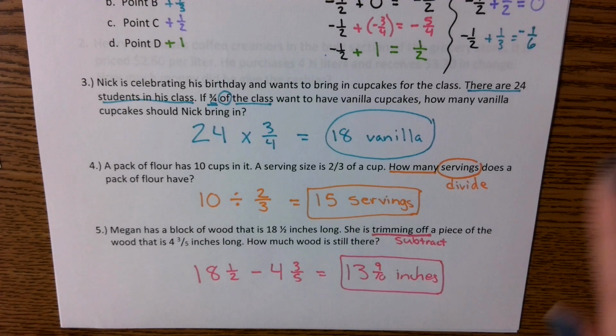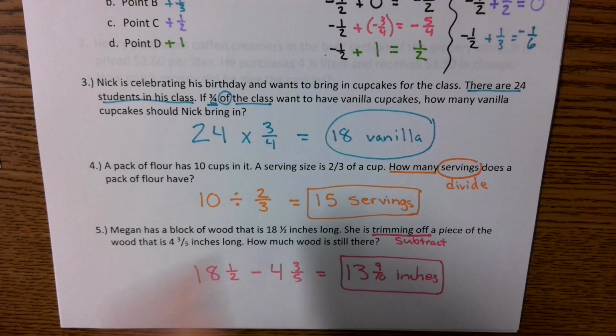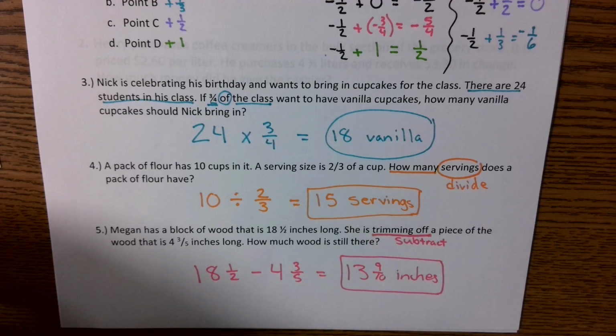Now, these problems were all single step problems, meaning you only had one operation that you had to do. You're either just going to add, or just subtract, just multiply, just divide. Today, we're going to look at some problems that involve multiple operations to solve. So you have to look through and figure out what operations do I need to do, and in what order do I need to do them. Okay, so let's go ahead and flip it on over to the next page.